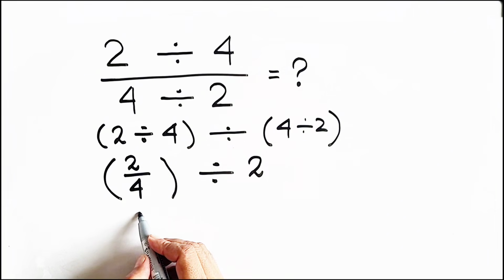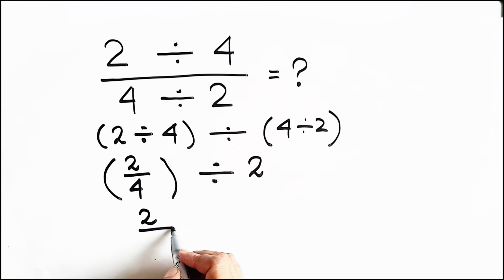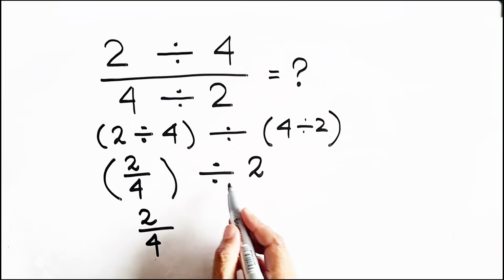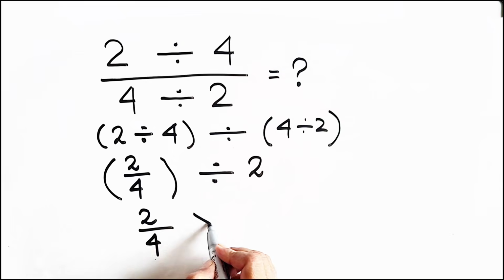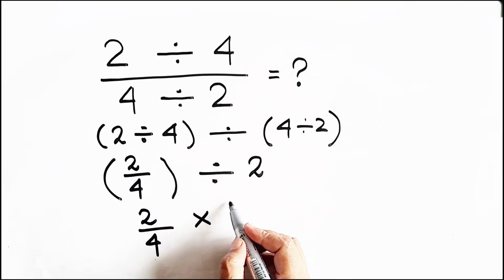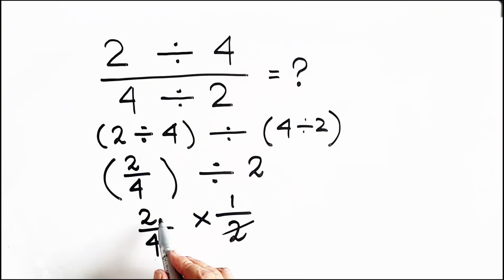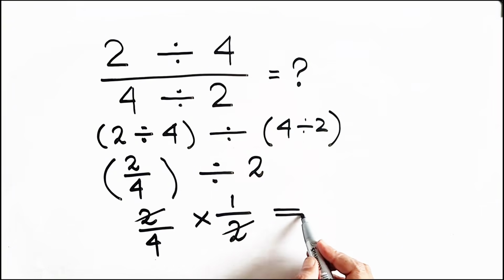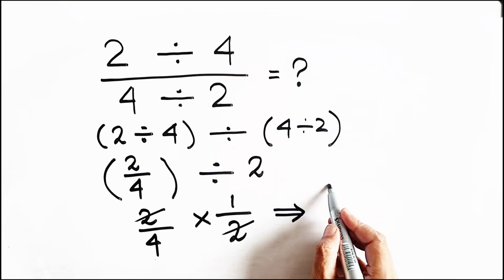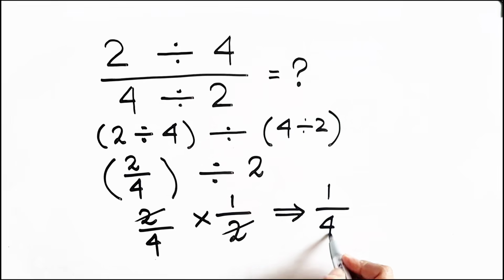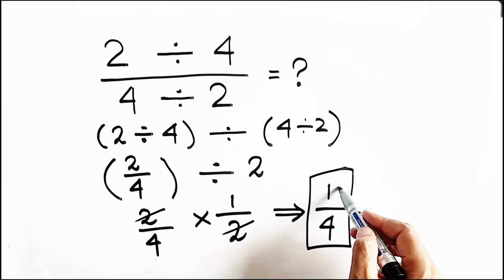Now apply KCF. 2 over 4 as it is. Divide is changed into multiplication. 2 is flipped. It will become 1 over 2. Now 2 is cancelled with 2, and our answer will be 1 over 4. Those who calculated the answer in their heads as 1 are incorrect, and our correct answer is 1 over 4.